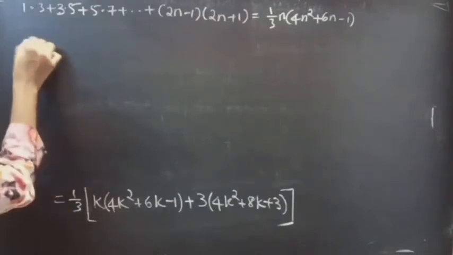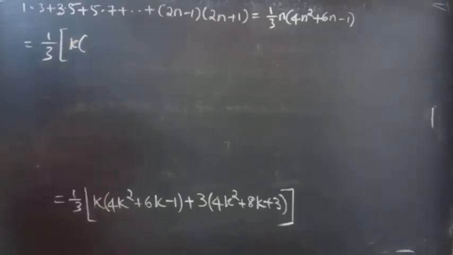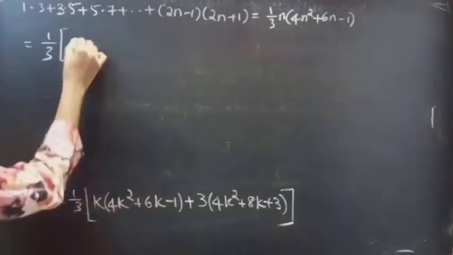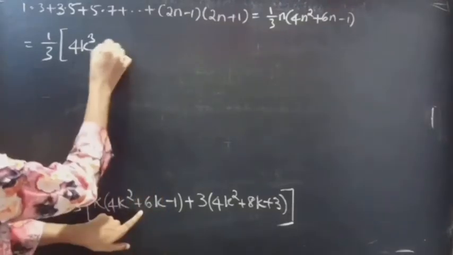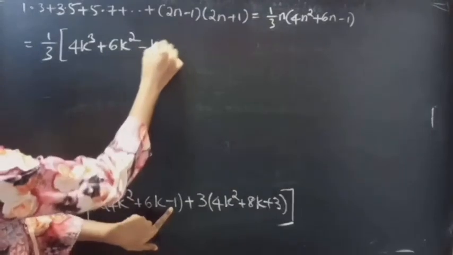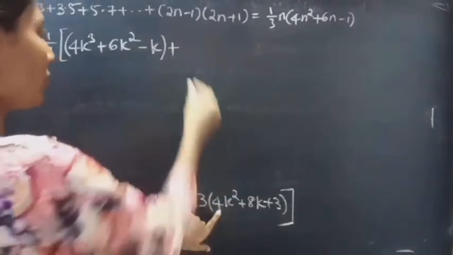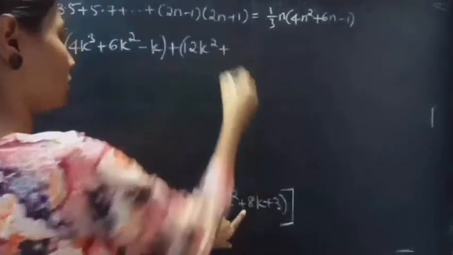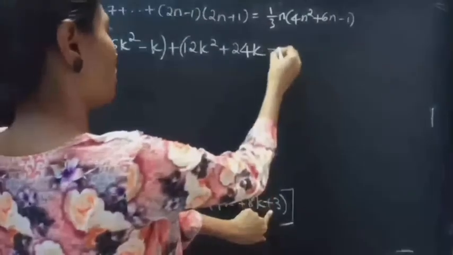This becomes 1 by 3 into k. Just multiply k with this polynomial, you'll get 4k cube. 4k square into k is 4k cube, plus 6k into k is 6k square, minus 1 into k is minus k, plus 3 4s are 12k square, plus 3 8s are 24k, plus 3 3s are 9.